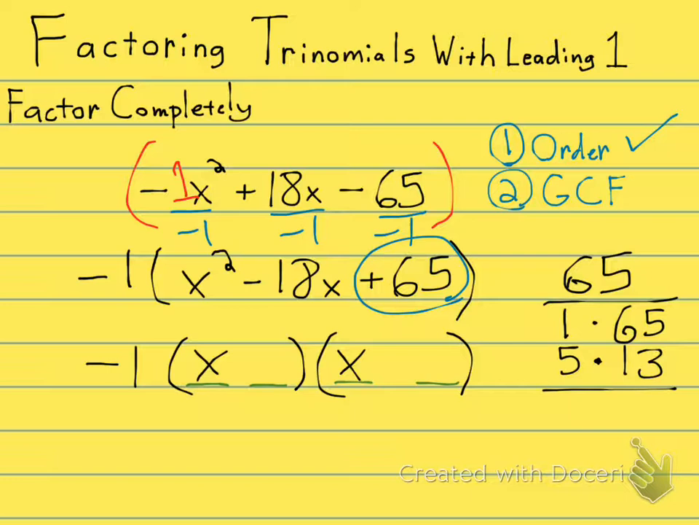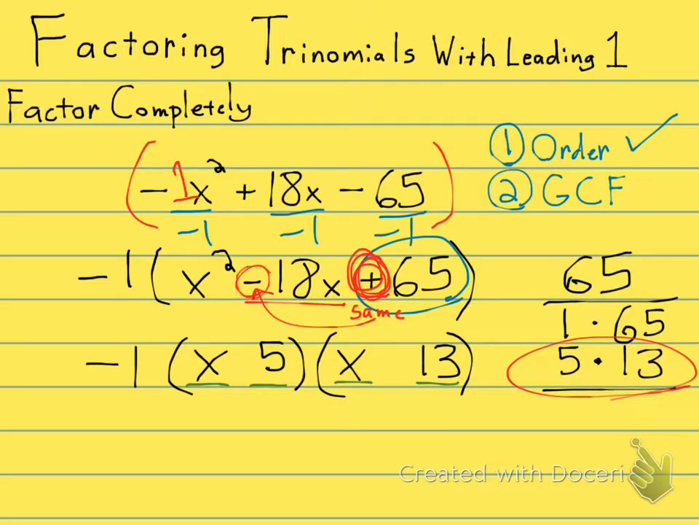So, which of these pairs is going to add to give me a negative 18? 5 and 13. So my two numbers are going to be 5 and 13. And now let's look at the signs. The plus tells me that they are the same. So they're both the same, and I look over here to find out that they are both negative. So here's a minus and here's a minus.